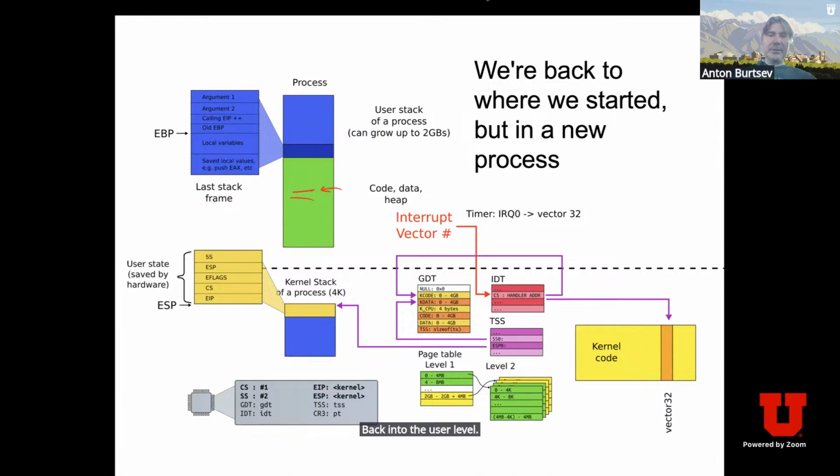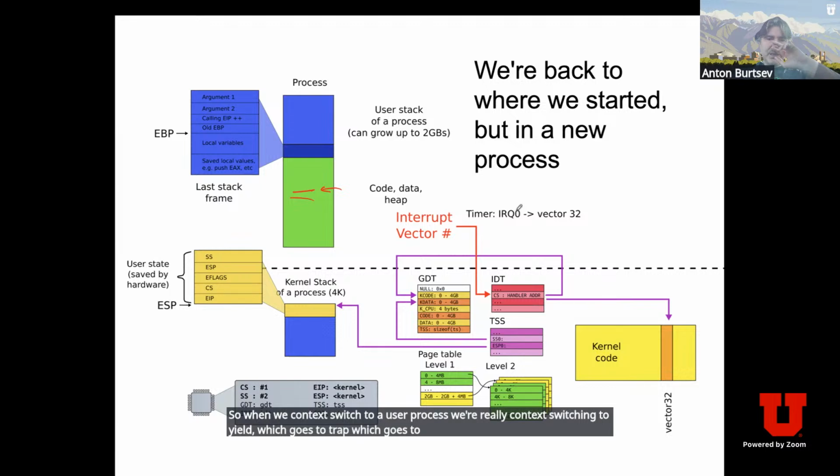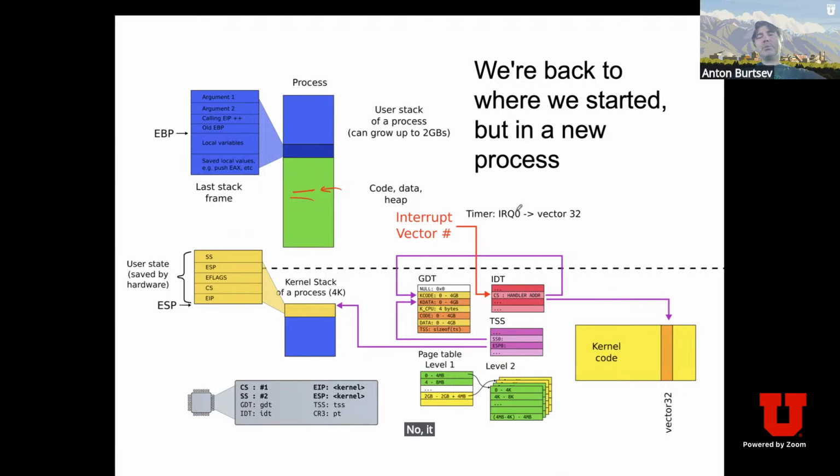Let me take a question from the chat. So when we context switch to a user process, we're really context switching to yield, which goes to trap, which goes to alltraps, which completes the switch to the new process. No, it exits back into the old process. Because look how it works.